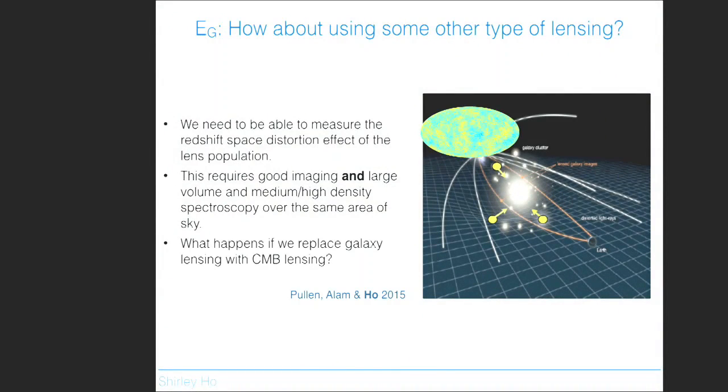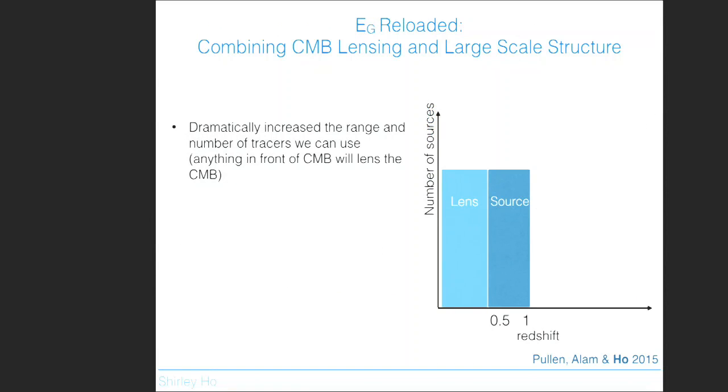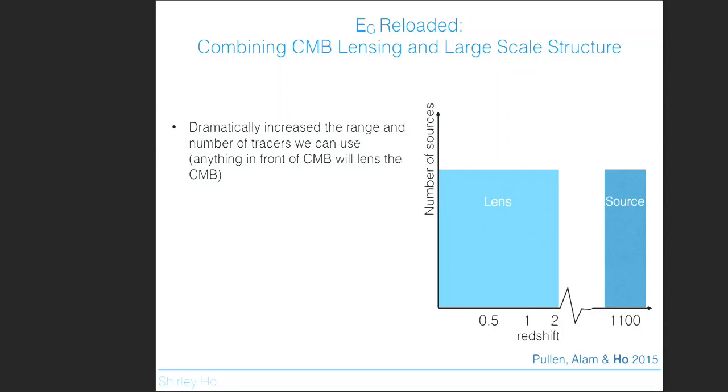So that was hard. So we decided to replace it by CMB lensing, so galaxy lensing. There's many good things about it. So we've discussed a few of those. One of them is it dramatically increases the range and number of tracers we can use. Basically, anything in front of the CMB is a lens.